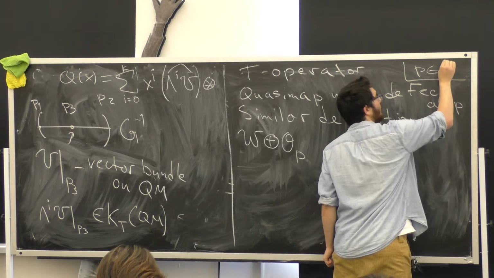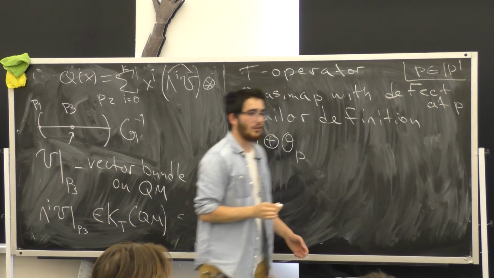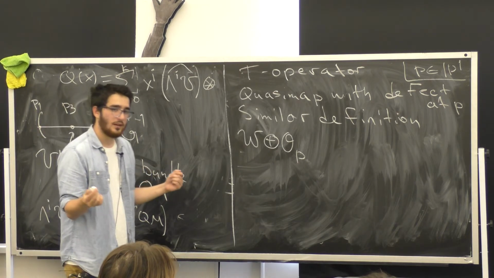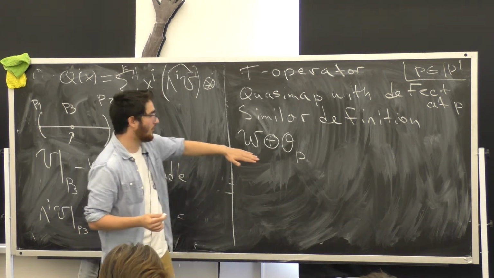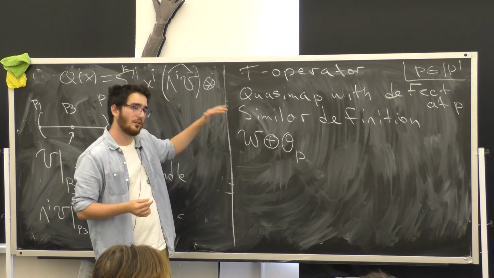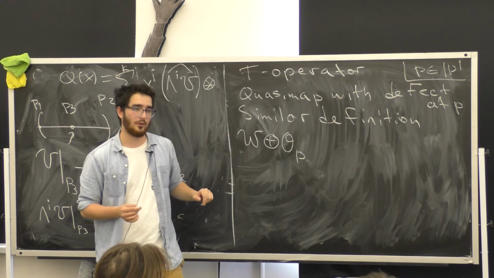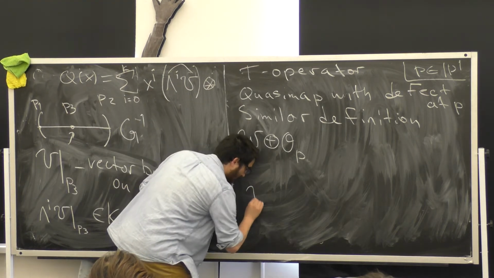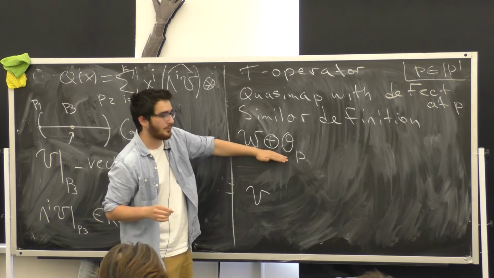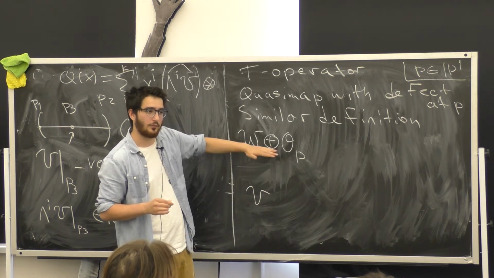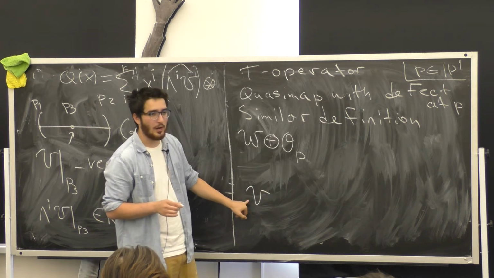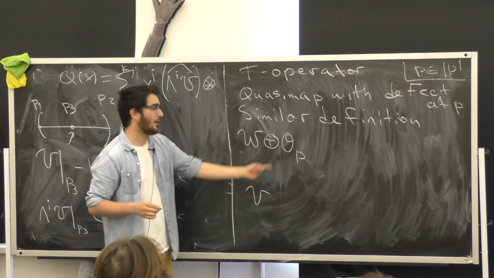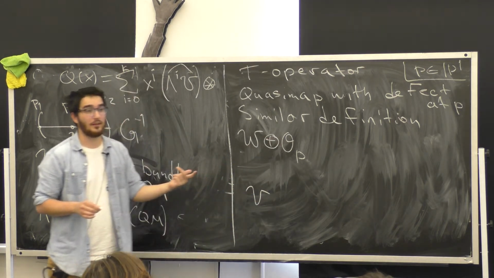P is in P1. So in the P1 that you're mapping from, you can choose a point, and at that point, it's not going to be a vector bundle. It's a vector bundle plus a structure sheaf of that point. Now this sheaf is supposed to be fixed. It's the same for all quasi-maps. This one, however, varies, and as it varies, it might also pick up that structure sheaf of a point, but it might not.